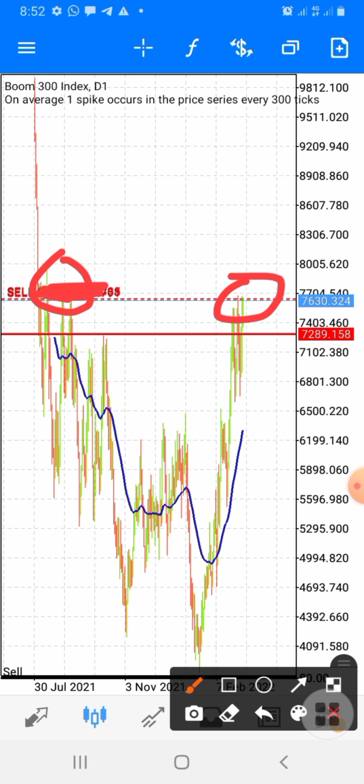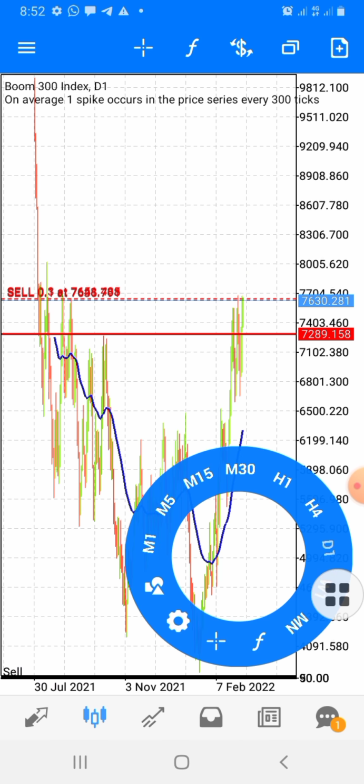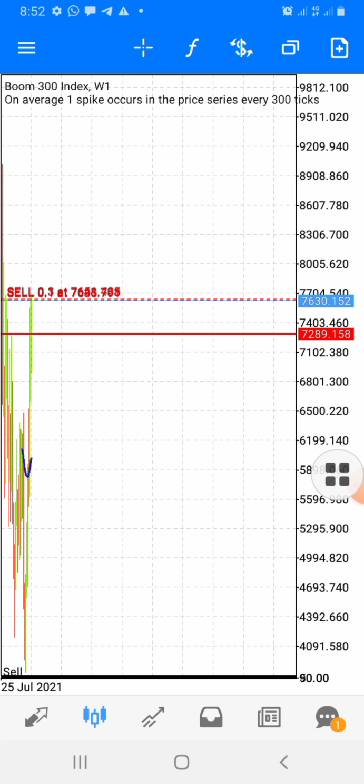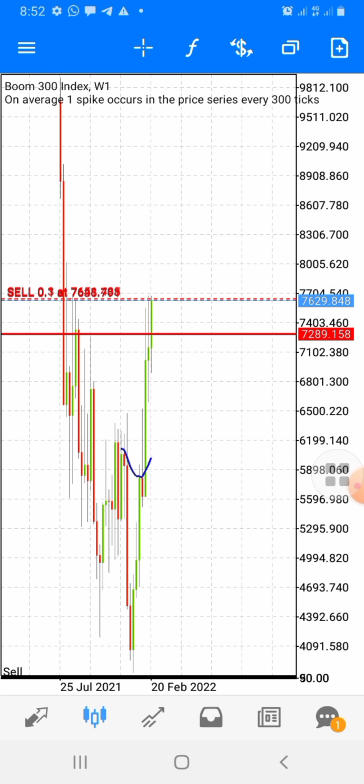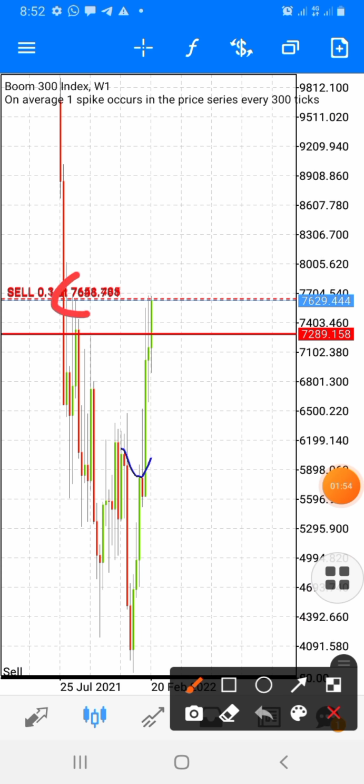Now let us check also the weekly time frame. Same thing is happening here on the weekly time frame. We are going to see that there were rejections here in the past, and the market has come back to it. This is a very strong zone. It is a high time frame signal that you can take for a very good time, make your profits, and that's it.